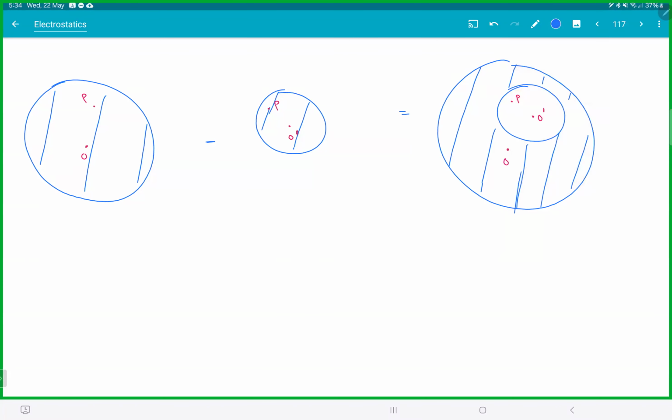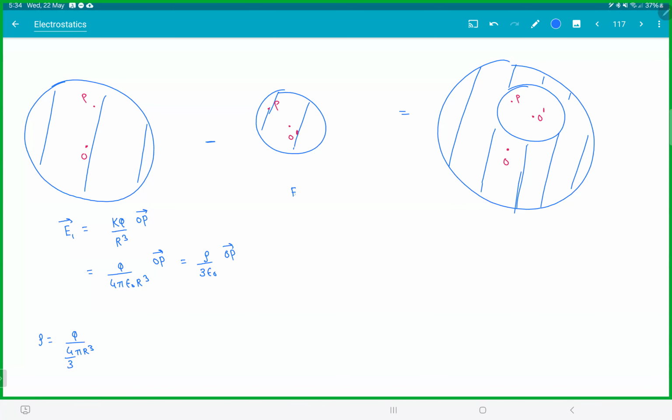Now, the field here, let's call it E1 bar. This will be K Q OP bar by R cube. So this can be written as Q by 4 pi epsilon R cube OP bar. And we know the charge density rho is nothing but Q by 4 by 3 pi R cube. So from here we can clearly see this is nothing but rho by 3 epsilon OP bar.